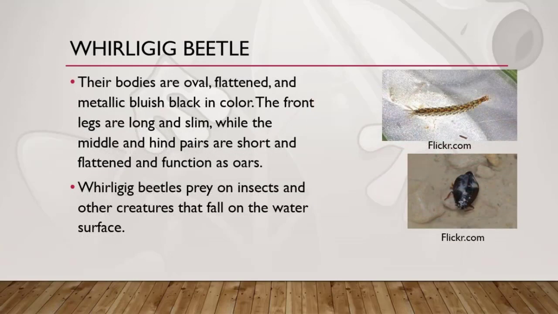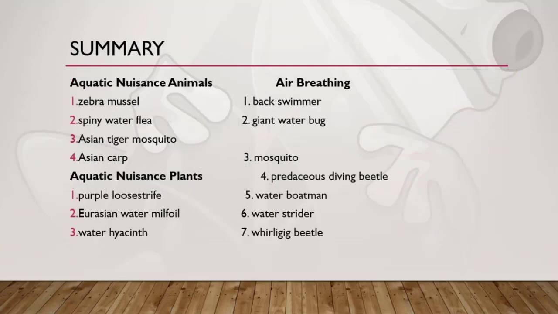The whirligig beetle spins on the top of the water. These insects are bluish black in color, and their bodies are flat. They prey on insects that land on the water. In summary, we covered all the nuisance plants listed here, nuisance animals, and air-breathing water bugs. I hope this will help you identify any of these macroinvertebrates, insects, and plants that can harm the quality of our water.